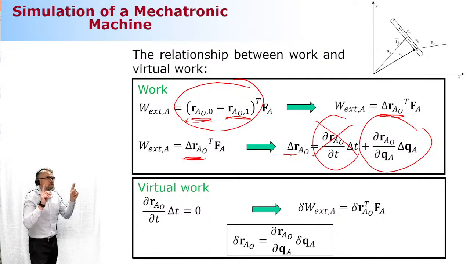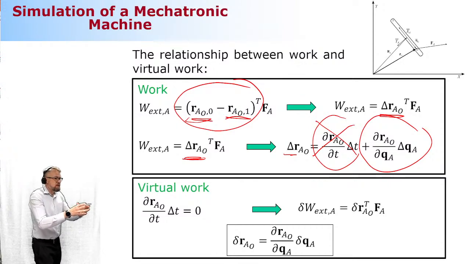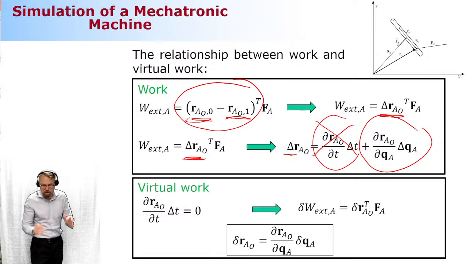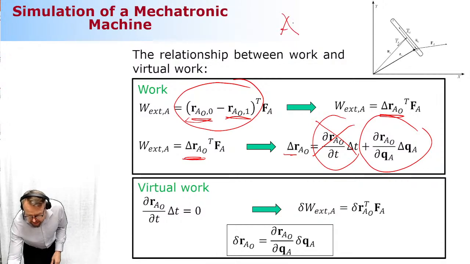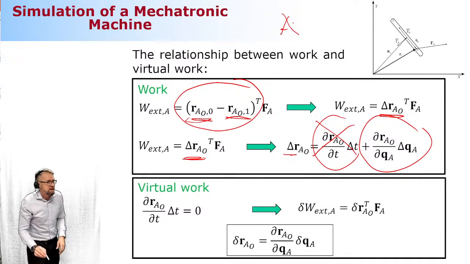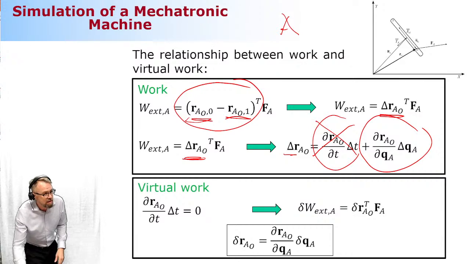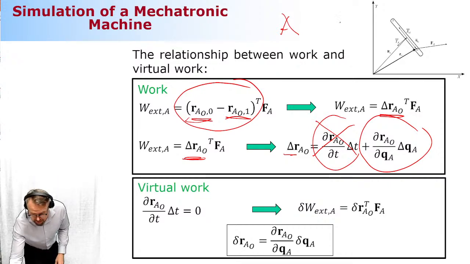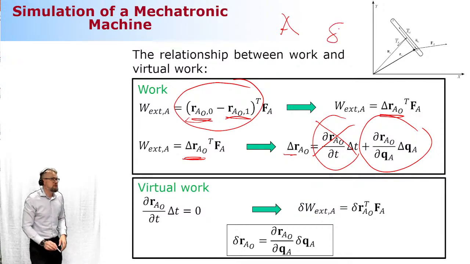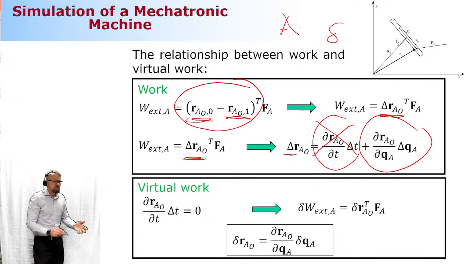And now, to make sure that you understand the difference between the real displacement and the virtual displacement: in a real displacement, I'm calling that a delta here, like this. In a virtual displacement, I'm calling it a different delta. My notation is different, so you see that they're not the same.